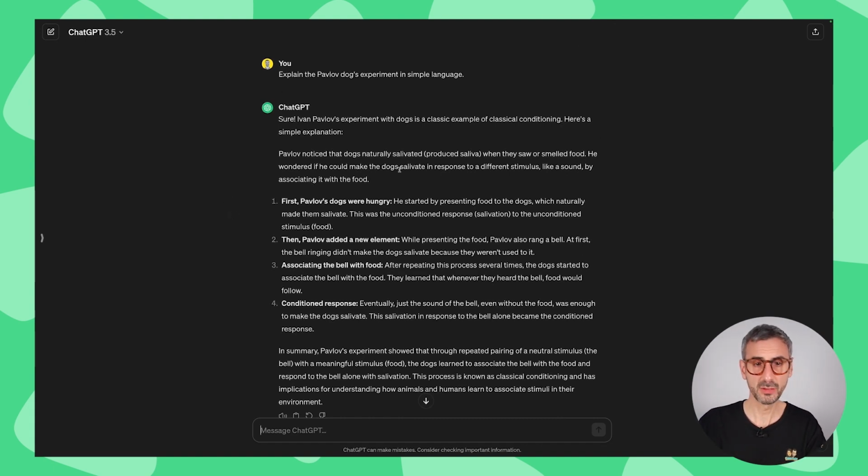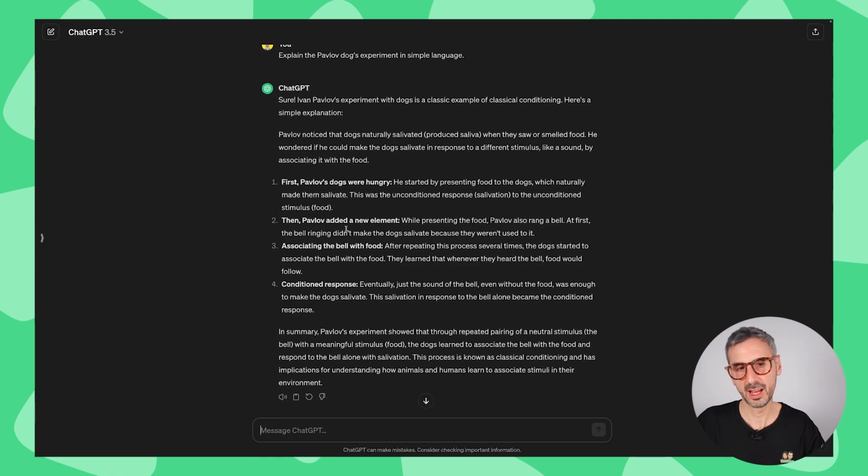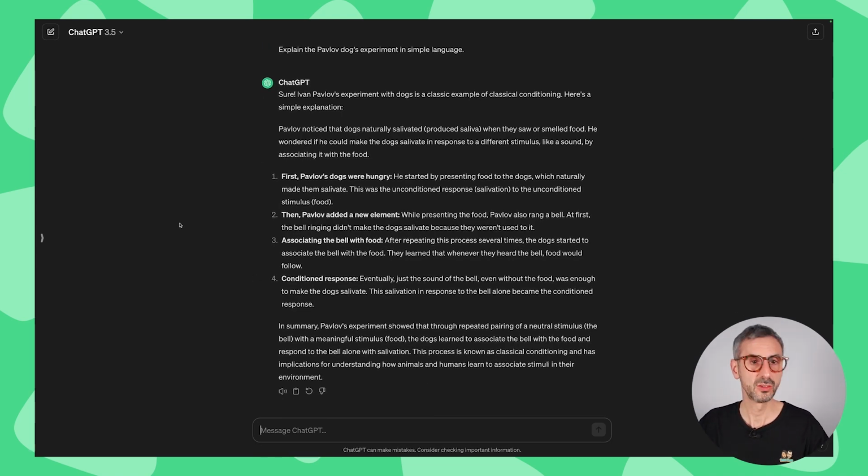He wondered if he could make the dog salivate in response to a different stimulus, like a sound, by associating it with the food. So then I have a description of 4 steps. First, Pavlov's dogs were hungry. Then Pavlov added a new element. While presenting the food, Pavlov also rang a bell.